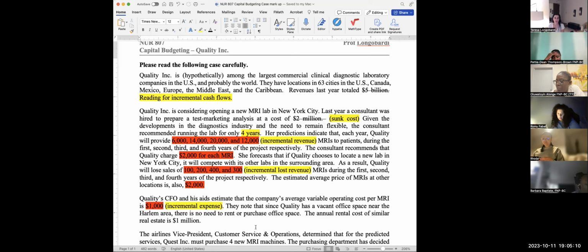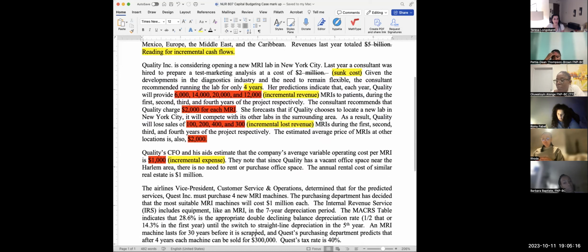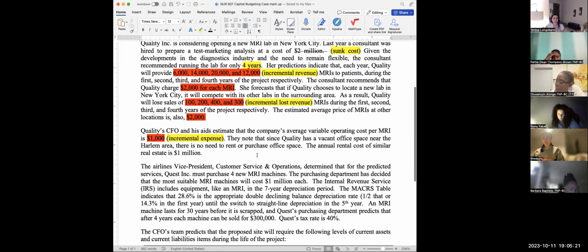Okay. We're going to leave that one for now. It is incremental, but I'm going to leave it for now because let's do some other stuff and then we'll go back, because I want to get to the depreciation stuff and we'll go back to that. But that is incremental. This is all incremental. So I'm going to highlight this and I'll explain it.